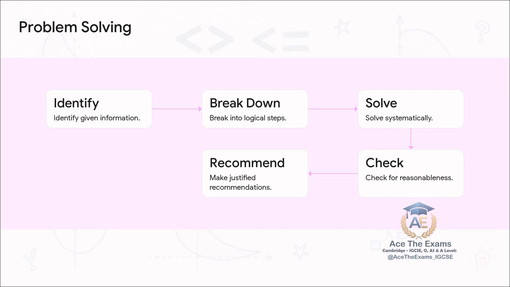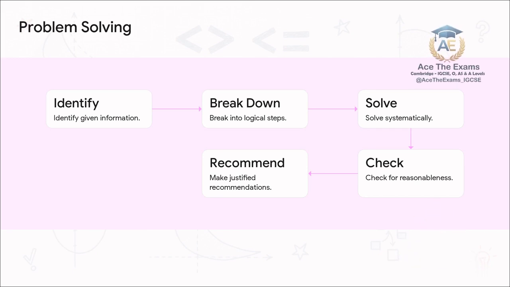Imagine you are given the inequality x squared minus 3x minus 18 is strictly less than 0. Step 1. Identify the given info. Step 2. Break it into logical steps. You find the critical values by temporarily setting that expression to equal 0. You factorize it to get (x minus 6)(x plus 3), which gives you critical values of positive 6 and negative 3.